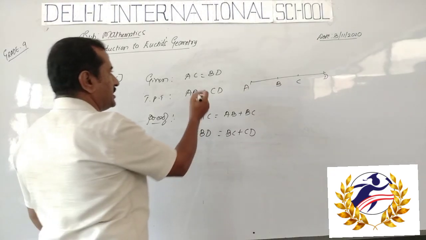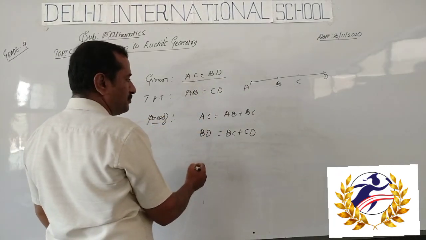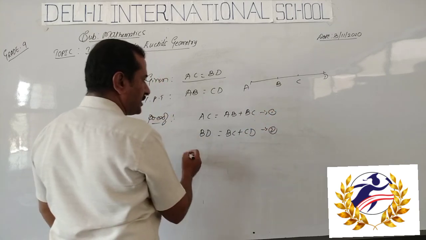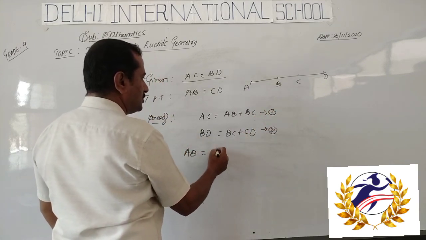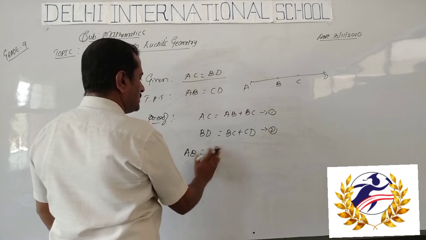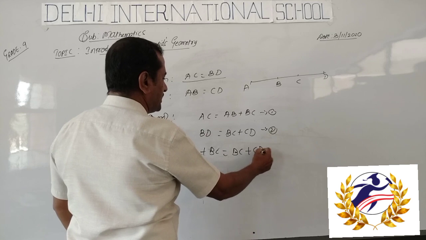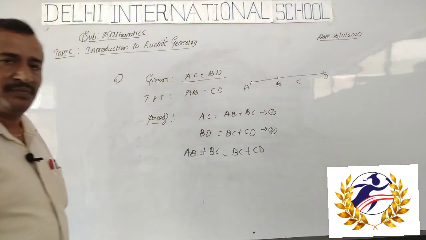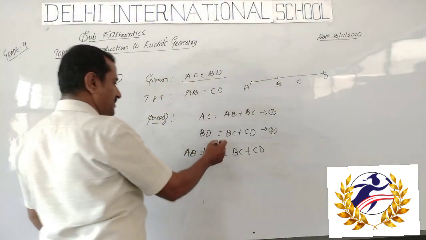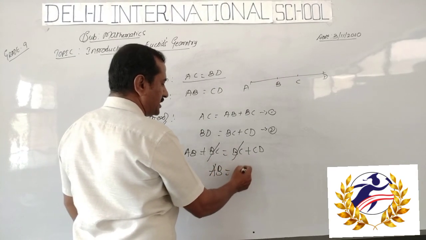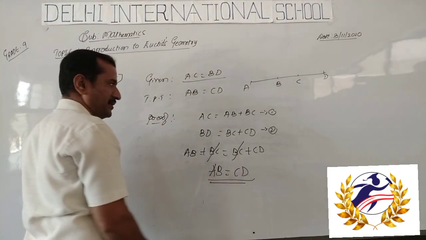Now, it is given that AC is equal to BD. So AB plus BC is equal to BC plus CD. Is there any doubt? Now BC and BC are the same, as a result of that it gets cancelled. Therefore, you will get AB is equal to CD.